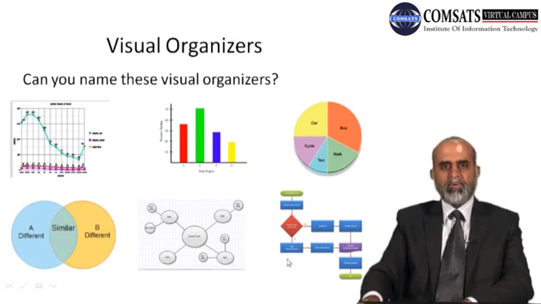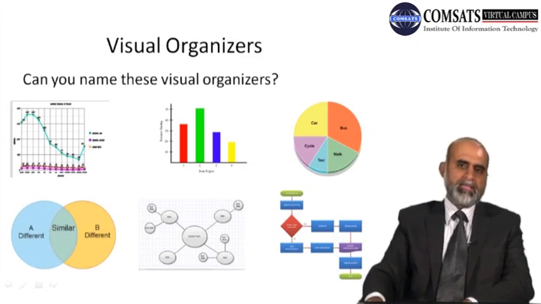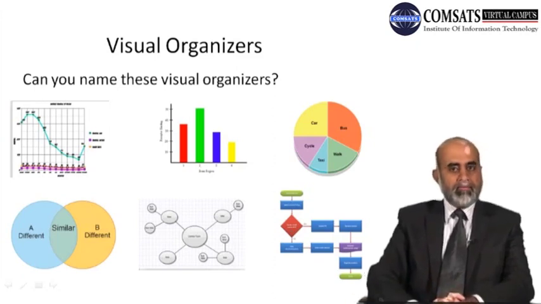Okay, how about the next one, this one? Here you see that there are different shapes. There is a rectangle here, a diamond shape here, and this one is like an oval, and this one is slightly different. It's a document shape. These are linked with certain arrows. So what is this? Very good. If you said it is a flow chart, you are right.